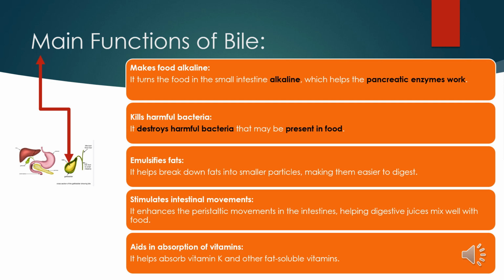Main functions of bile. Makes food alkaline. It turns the food in the small intestine alkaline, which helps the pancreatic enzymes work. Kills harmful bacteria. It destroys harmful bacteria that may be present in food. Emulsifies fats. It helps break down fats into smaller particles, making them easier to digest.